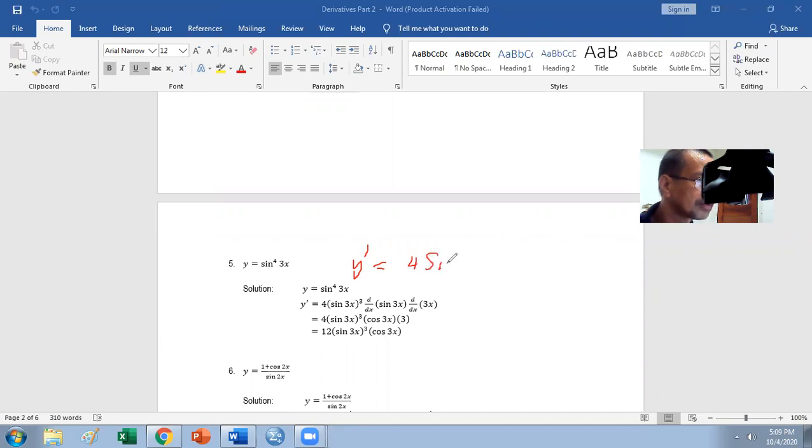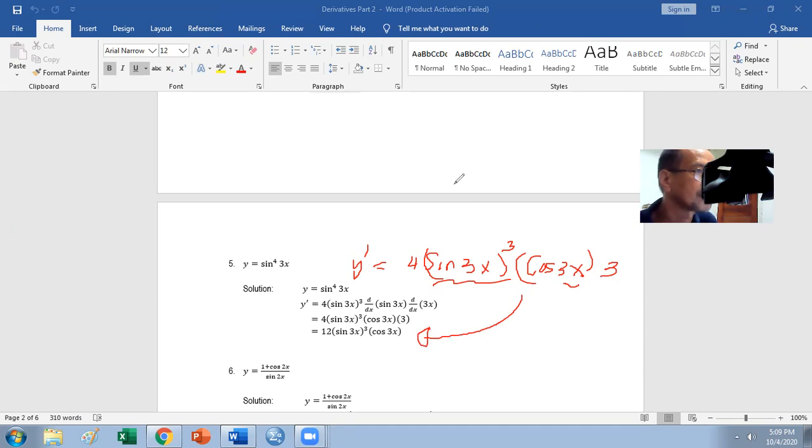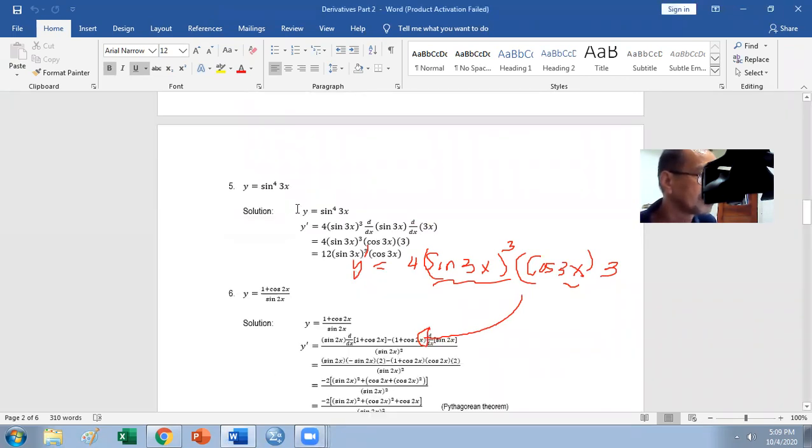Sine of 3x and then cube, times, of course, the derivative of sine 3x, that will be cosine of 3x. And then, again, the derivative of 3x is 3. So, this will give you this answer, 12 what? 12 sine 3x cubed times cosine 3x. Okay? Next, let's have the next example.